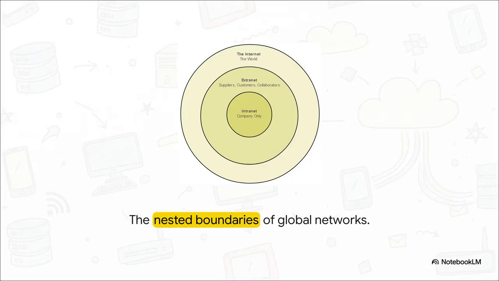Ultimately, all of these networks nest perfectly within each other. At the very core, you've got the intranet, strictly for the company. Wrapping around that is the extranet, allowing in your trusted suppliers and collaborators. And encompassing the whole thing is the vast, open public internet, connecting the rest of the world together. That nested structure, that is the global internetwork in a nutshell.